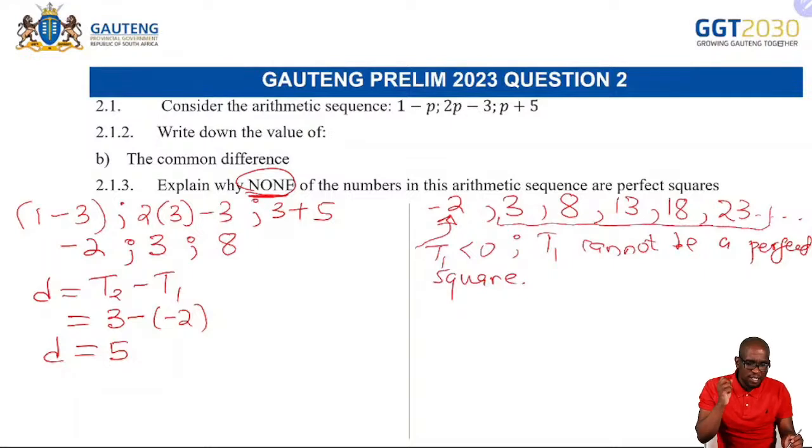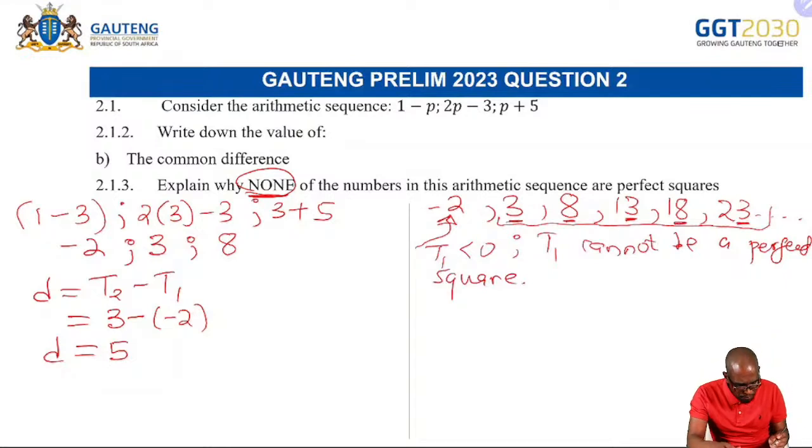If you check the remaining terms, starting with T2, it ends with a 3. T3 ends with an 8. T4 ends with a 3, then an 8, then a 3. So you can see the pattern that is generated here are numbers that end with a 3 or with an 8. So it's very, very important that we zoom into those numbers now.